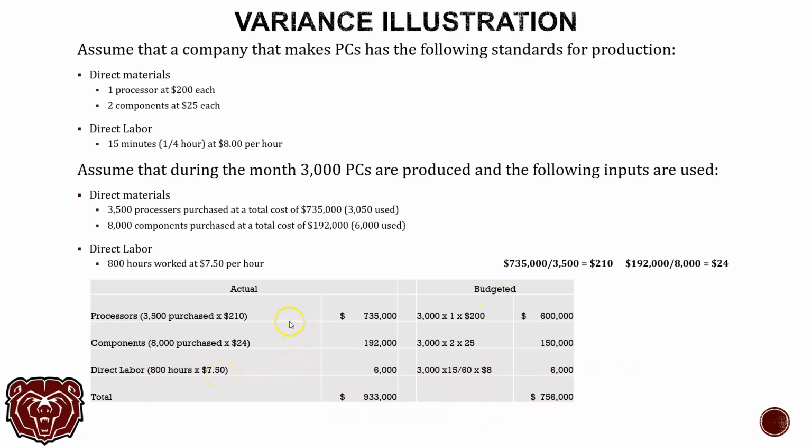So here you will see the total. What we actually spent, $933,000. What we budgeted to spend was $756,000. So that's about $183,000 variance in our budget to actual, right? So we were over what we budgeted for.